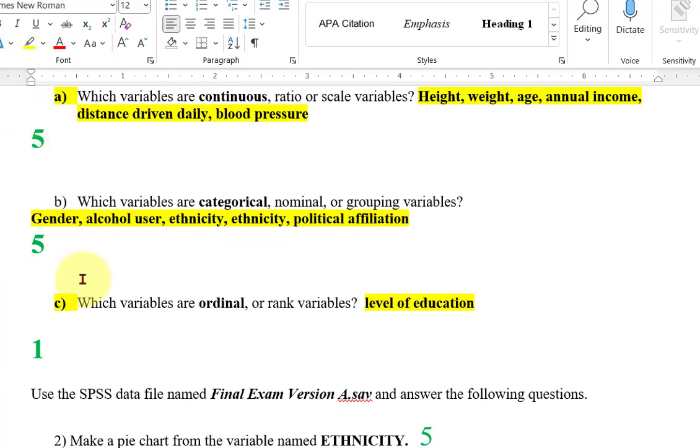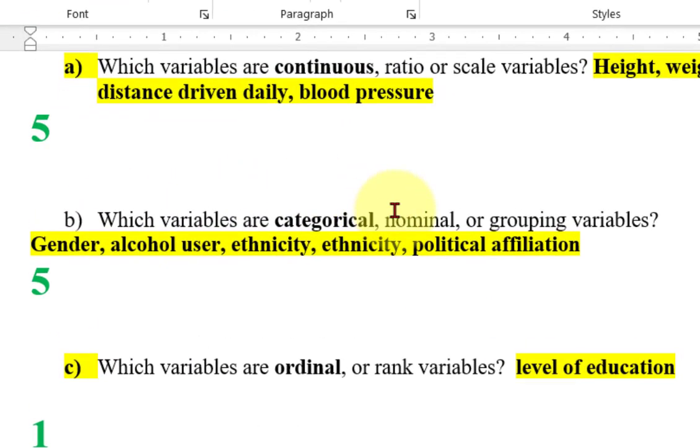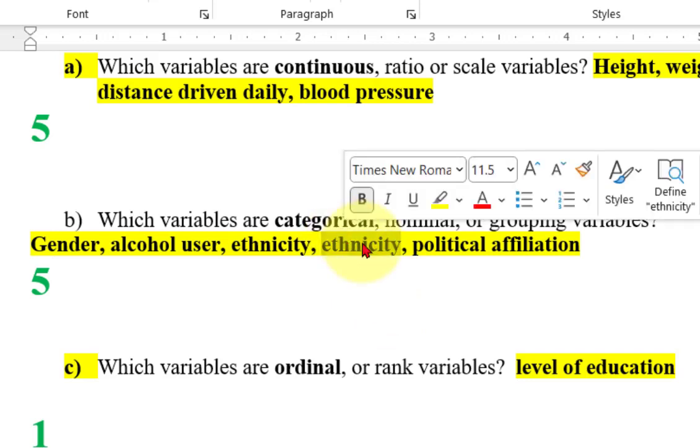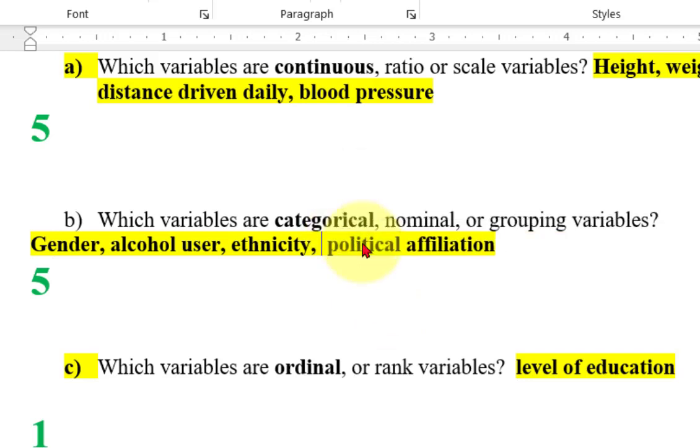There we go. So categorical puts people in groups, right? Also called nominal. But gender, whether they use alcohol or not, their ethnicity, got ethnicity twice, don't know why, and which political party they are affiliated with. And which ones are ordinal?